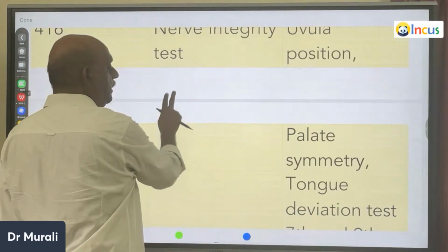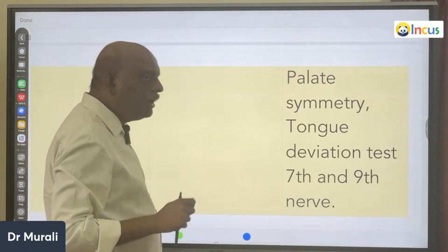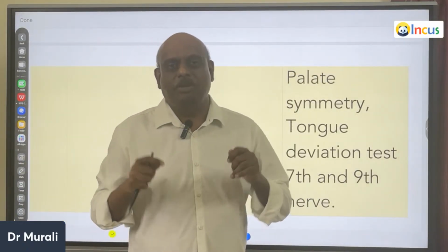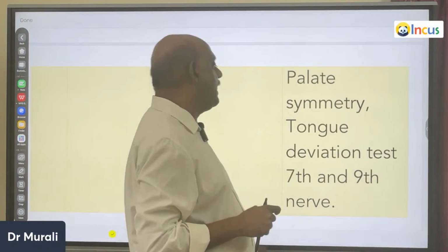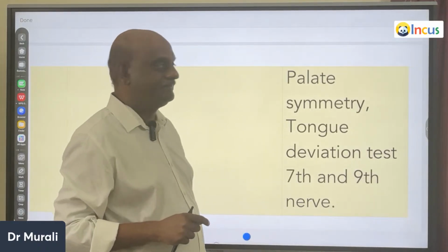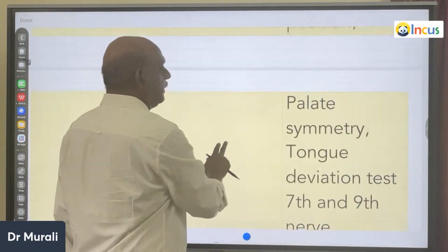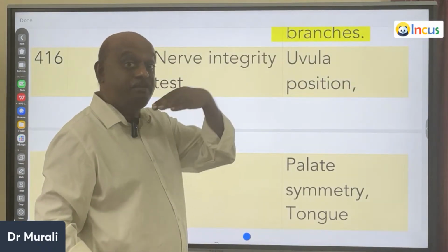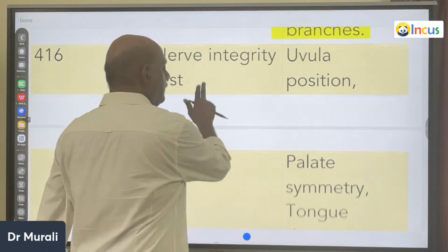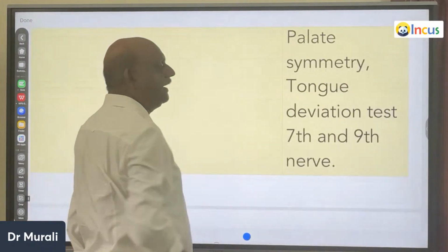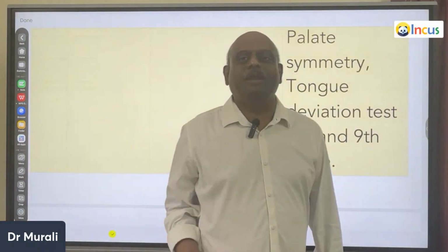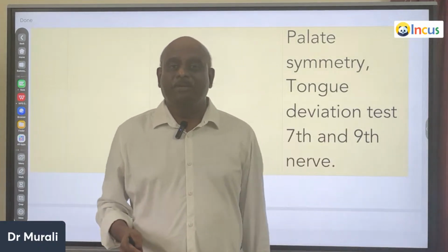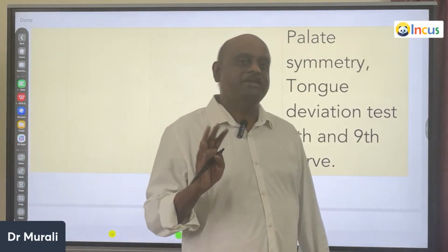Now, if you want to know if the facial nerve and glossopharyngeal nerve are intact, what tests will you do? Basically, the position of the uvula, the symmetry of the palate, and the deviation of the tongue are the ones which will help you identify how the glossopharyngeal nerve, facial nerve, hypoglossal nerve, etc. are functioning.